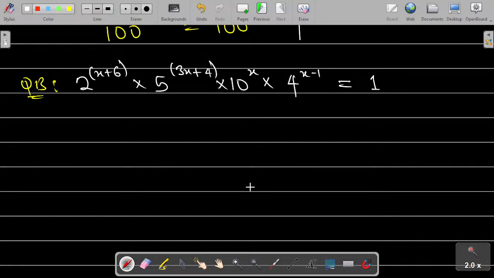All right, so this one looks beautiful too. 2 to the power of x plus 6 times 5 to the power of 3x plus 4, and all of that. So what do we do?